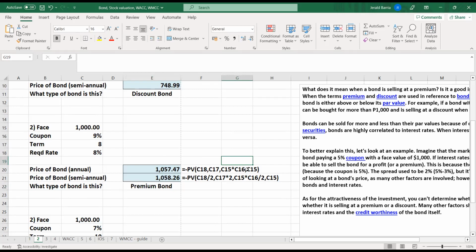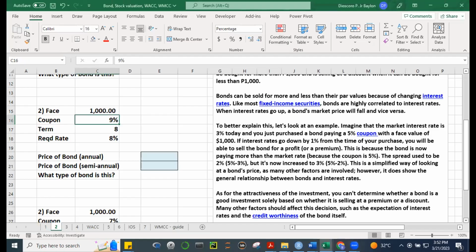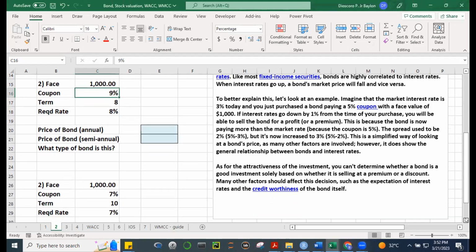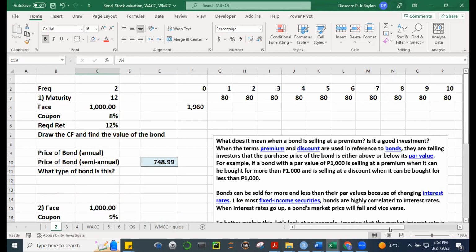All right, and then last, how about your next problem, class? 1,000, sir. Yes. What kind of bond is it? Par value. That's a par bond, because the coupon rate and the required rate are the same. It's neither a discount bond nor a premium bond. It's a par bond. Okay, clear? So when the coupon and the required rate are the same, you have what we call a par bond. Any questions about that, class?